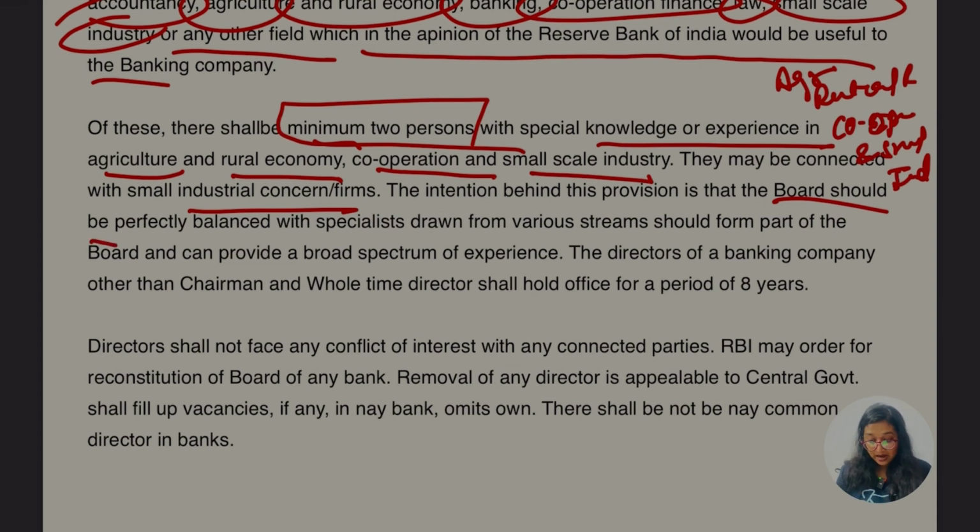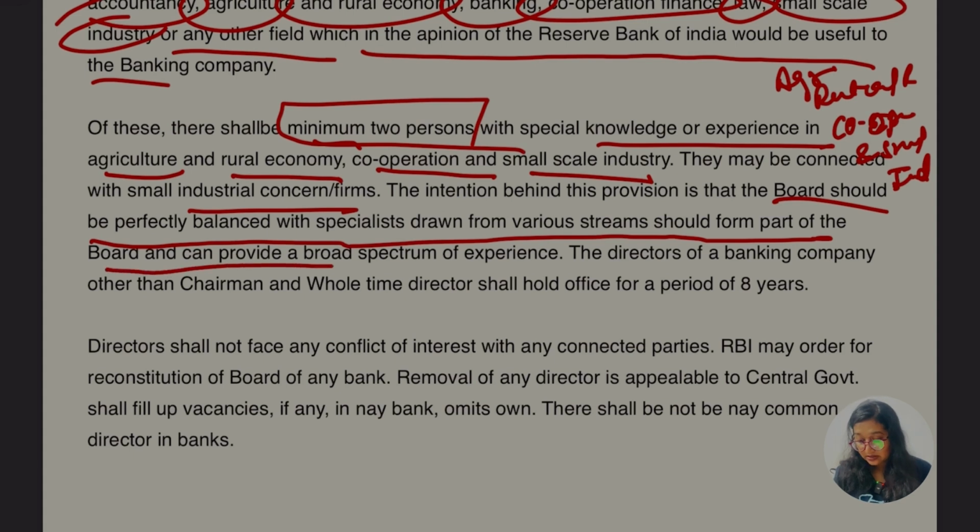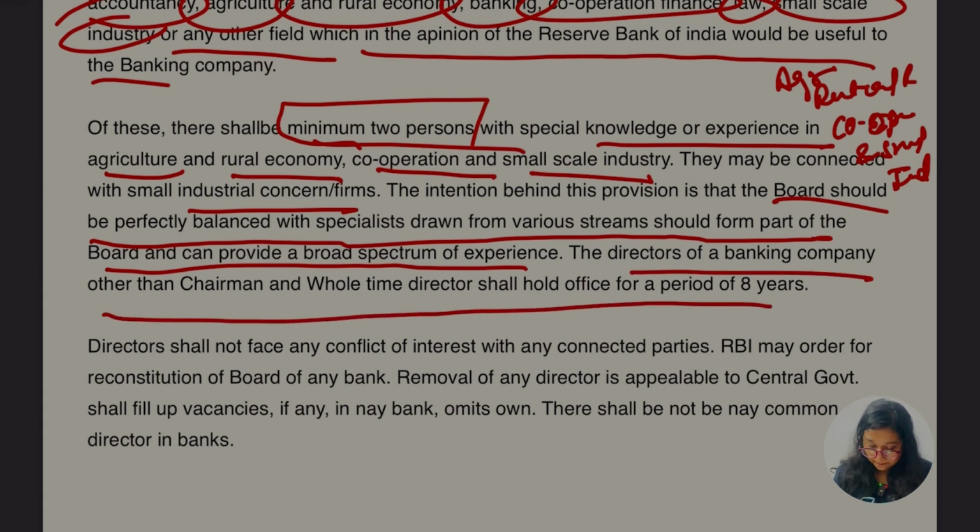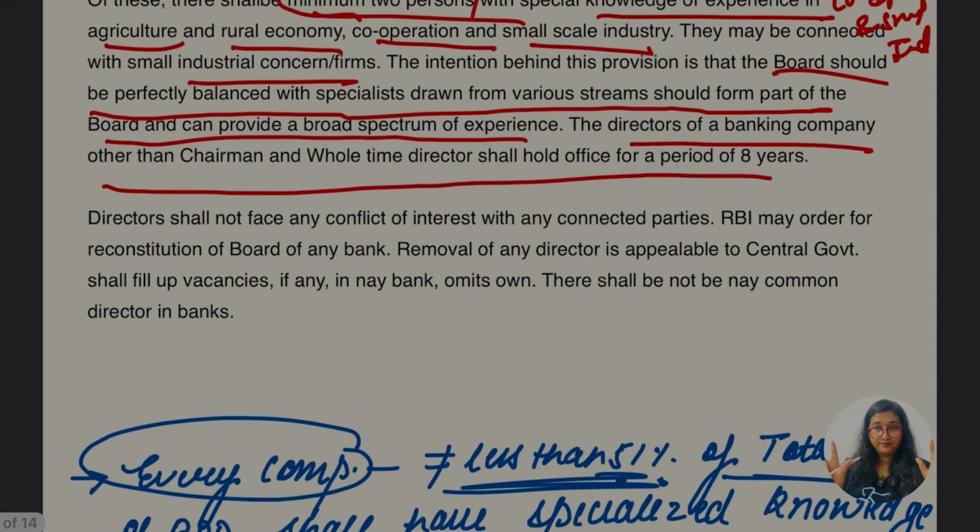The intention behind this provision is that the board should be perfectly balanced, with specialists drawn from the various streams forming part of the board and providing a broad spectrum of experience. The directors of the banking company, other than the chairman and full-time director, shall hold office for कितना time period? For 8 years. ठीक है जी. Directors shall not face any conflict of interest related to any connection with parties.